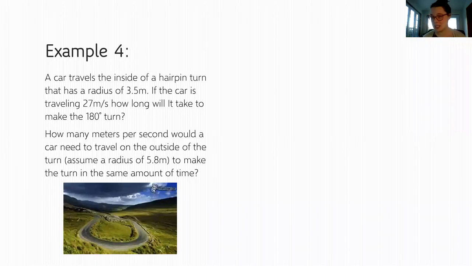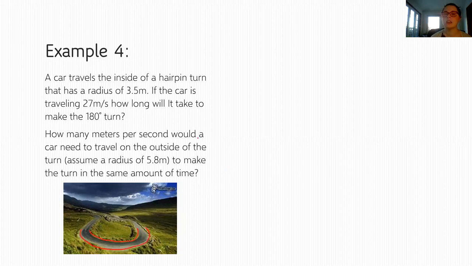Okay. I am going to get you to do a calculation. We're going to prove how much faster you would have to travel if you were on the inside of the track or the outside of the track. This picture I don't think is drawn to the right scale for the measurements I'm going to give. Maybe the last one was closer. So a car travels the inside of a hairpin turn. A hairpin turn is just a U-shaped turn. So one car travels along the inside of the turn. The other one travels along the outside of the turn.